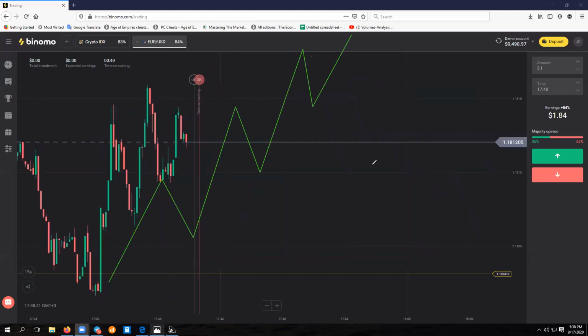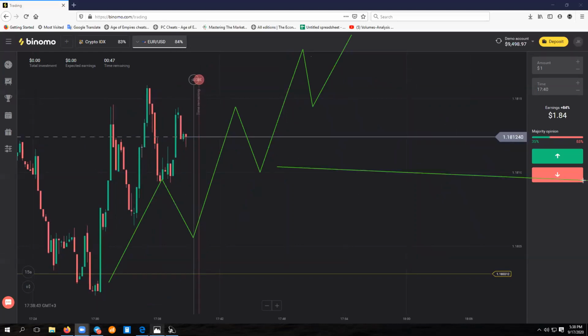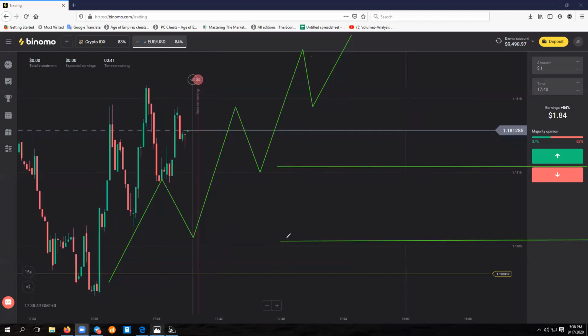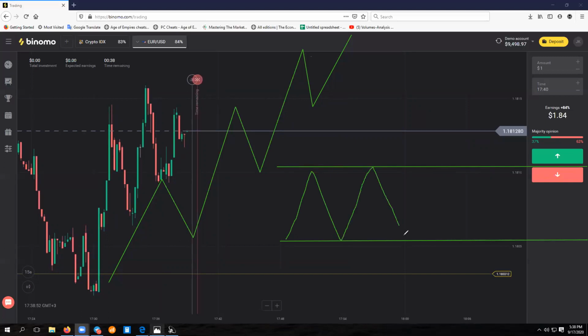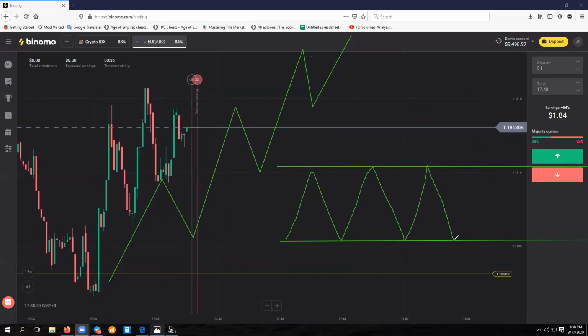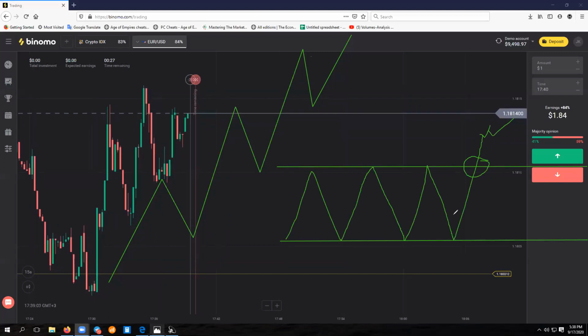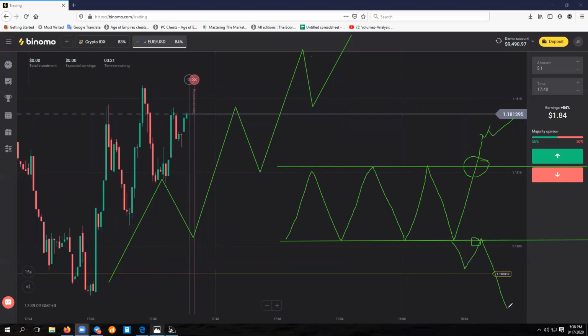If you find a ranging market like this, when the market breaks the level, if the uptrend is starting, we follow the uptrend. If we see the market break out on the downside, so a downtrend, if the downtrend is starting, we will follow only the downtrend. Understand?